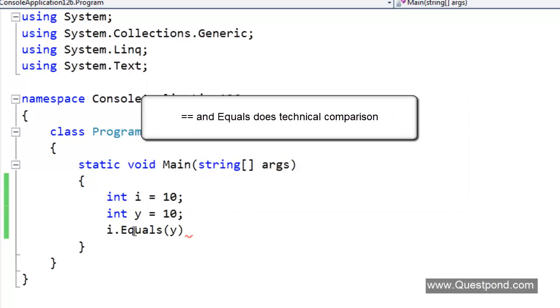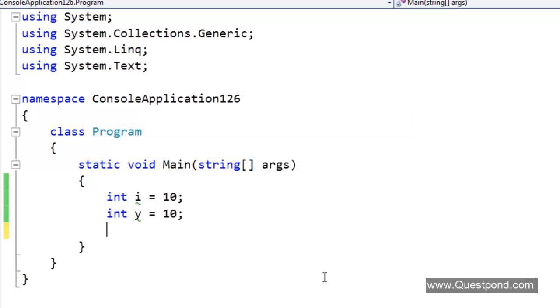Now == and .Equals, both of them by default do technical comparison. In other words, whether you are using a value type or a string type, it will always do technical comparison. If it finds the values are numeric, it will do the mathematical comparison. If it finds a string, it will do the comparison on the basis of the content or the pattern.